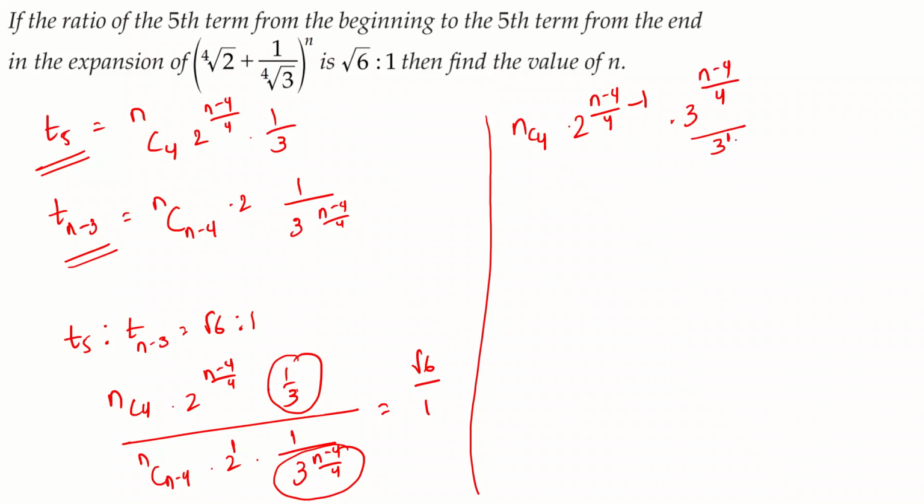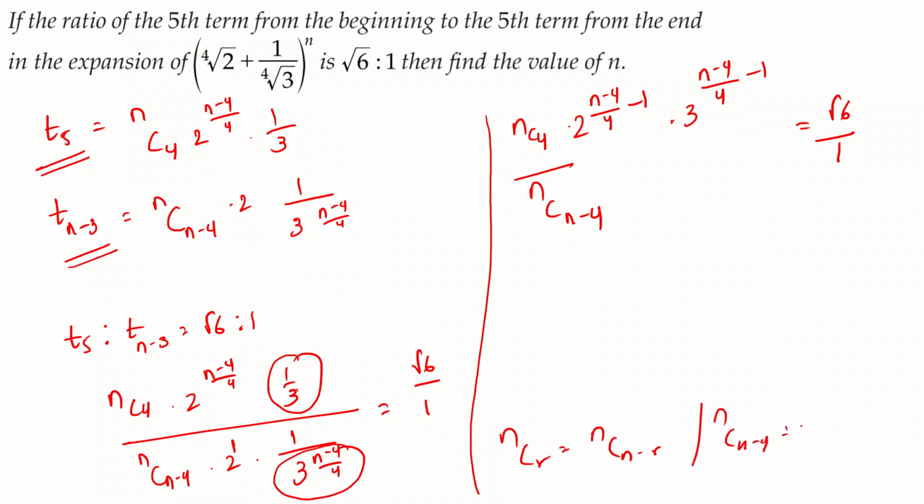And then also, if you like to jump some steps, this 3 power 1 can be adjusted in the same expression over here, and what we are left with in the denominator is only nC n minus 4, and on the right hand side it is root 6 by 1. Okay, now if you observe nC n minus 4, remember that nCr is equal to nC n minus r. So similarly, nC n minus 4 is equal to nC head minus leg, because this is a formula. nCr is nC n minus r, head minus leg over here.